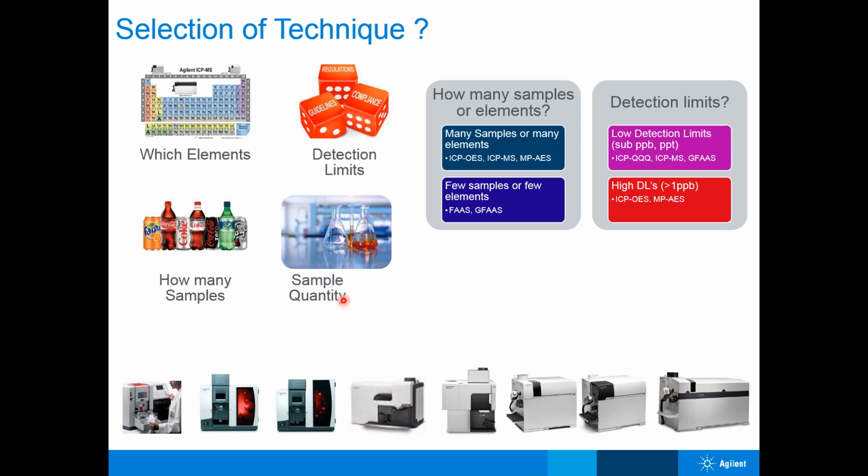In general, if you have a large number of samples and many elements, you have to select a technique like ICP OES or ICP MS. If you have only a few elements, then flame AAS and graphite furnace are among the best techniques. But at the same time, if you have only a few elements and you are looking for a low detection limit, then we cannot select flame AAS; we only have the option of graphite furnace along with ICP MS. So this is one of the most important steps: how we have to choose the technique when we are carrying out our elemental study in food products.